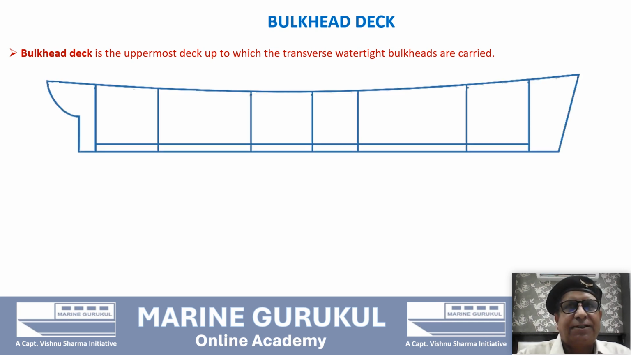In most cases, we may have a scenario like this, which can be seen in the diagram. All the transverse bulkheads are carried to the same uppermost deck. In such a case, this uppermost deck, which is continuous from one end of the ship to the other, is the bulkhead deck and is referred to as continuous bulkhead deck.